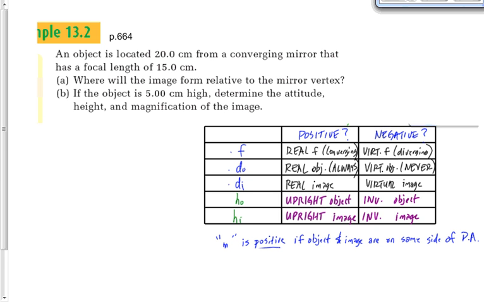Question 13.2 on 664 says an object located 20 centimeters from a converging mirror has a focal length of 15 centimeters. Going to pick up my red pen. What do you think I want to circle here? What do you think I want to circle there? Andy? Centimeters, although for these questions, it doesn't really matter, right? Centimeters is okay as long as I'm consistent.